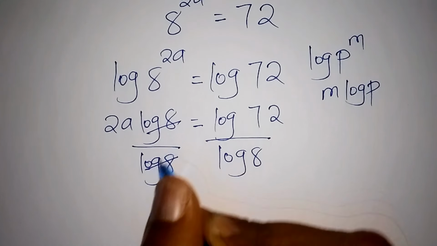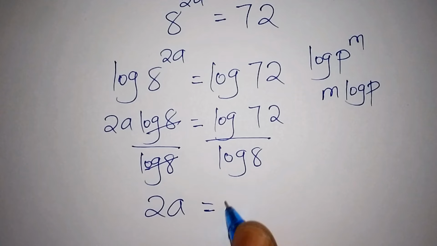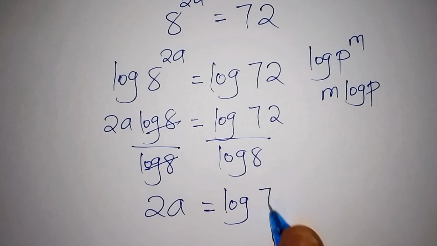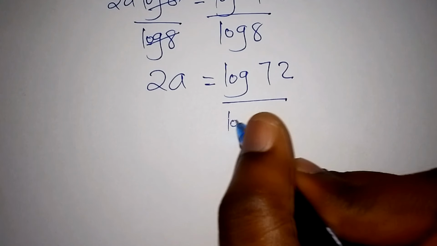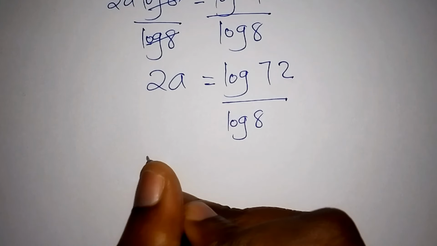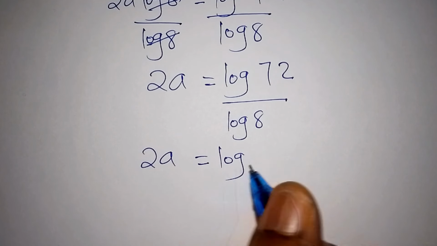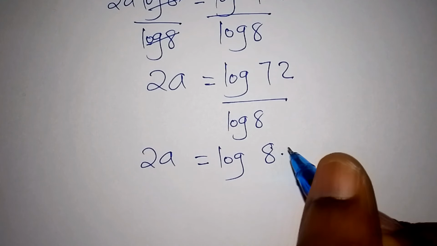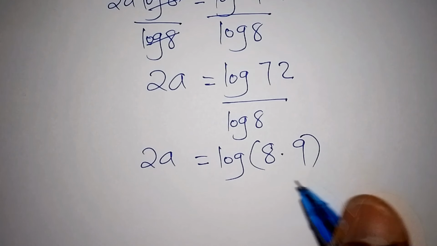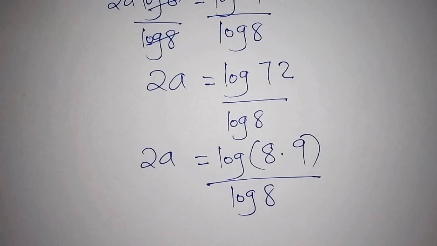So log 8 and log 8 shall cancel each other. Now we remain with 2a is equal to the log of 72 all over the log of 8. So 2a is equal to, and the log of 72 can also be written as the log of 8 multiplied by 9, all over the log of 8.